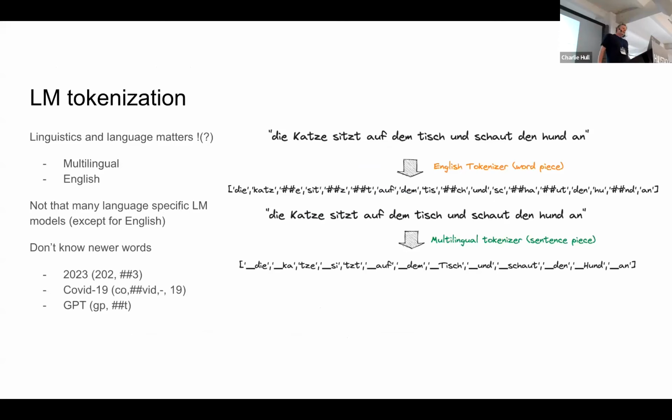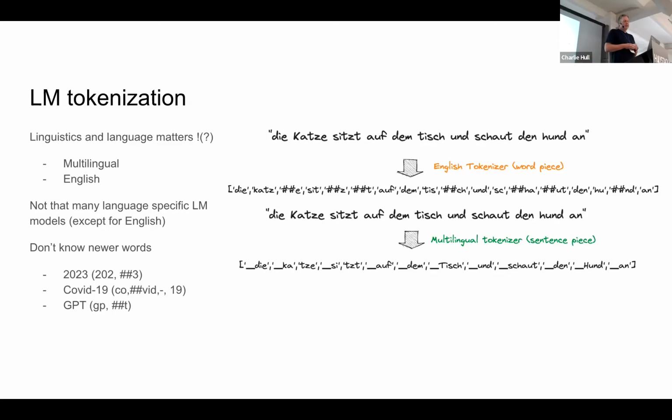Same for multilingual models. You have English models and you have multilingual models. So multilingual models know more words. Typically you have a vocabulary of 100,000 words. So they know more German here, like Schuh and Tisch, which the English tokenizer doesn't know.